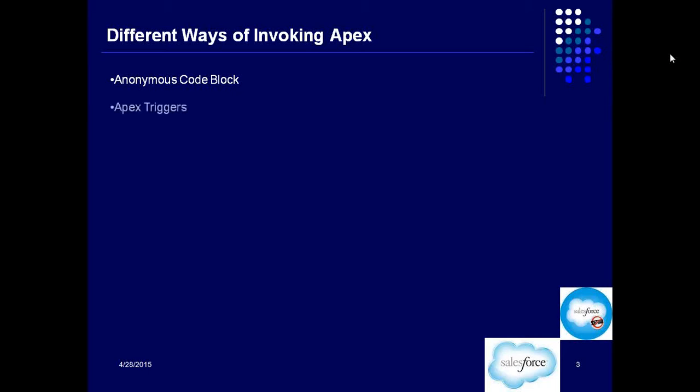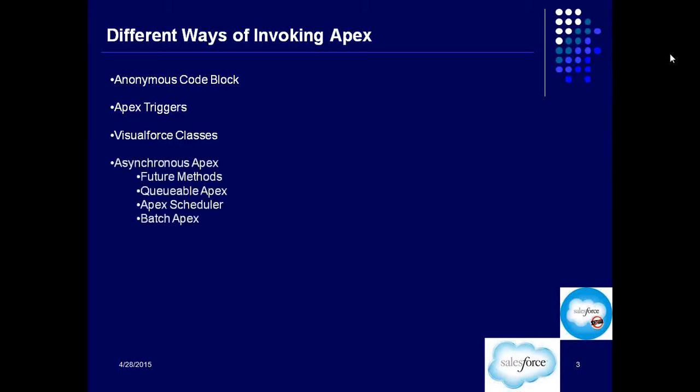The other thing is Apex triggers. We have already worked with Apex triggers. We know how Apex triggers work. The third way of invoking Apex is Visual Force classes. This is also something which we have done. So we know how to work with Visual Force classes, right? The fourth is asynchronous Apex. Okay, what is asynchronous Apex? Asynchronous Apex is Apex method or Apex code which does not get executed synchronously.